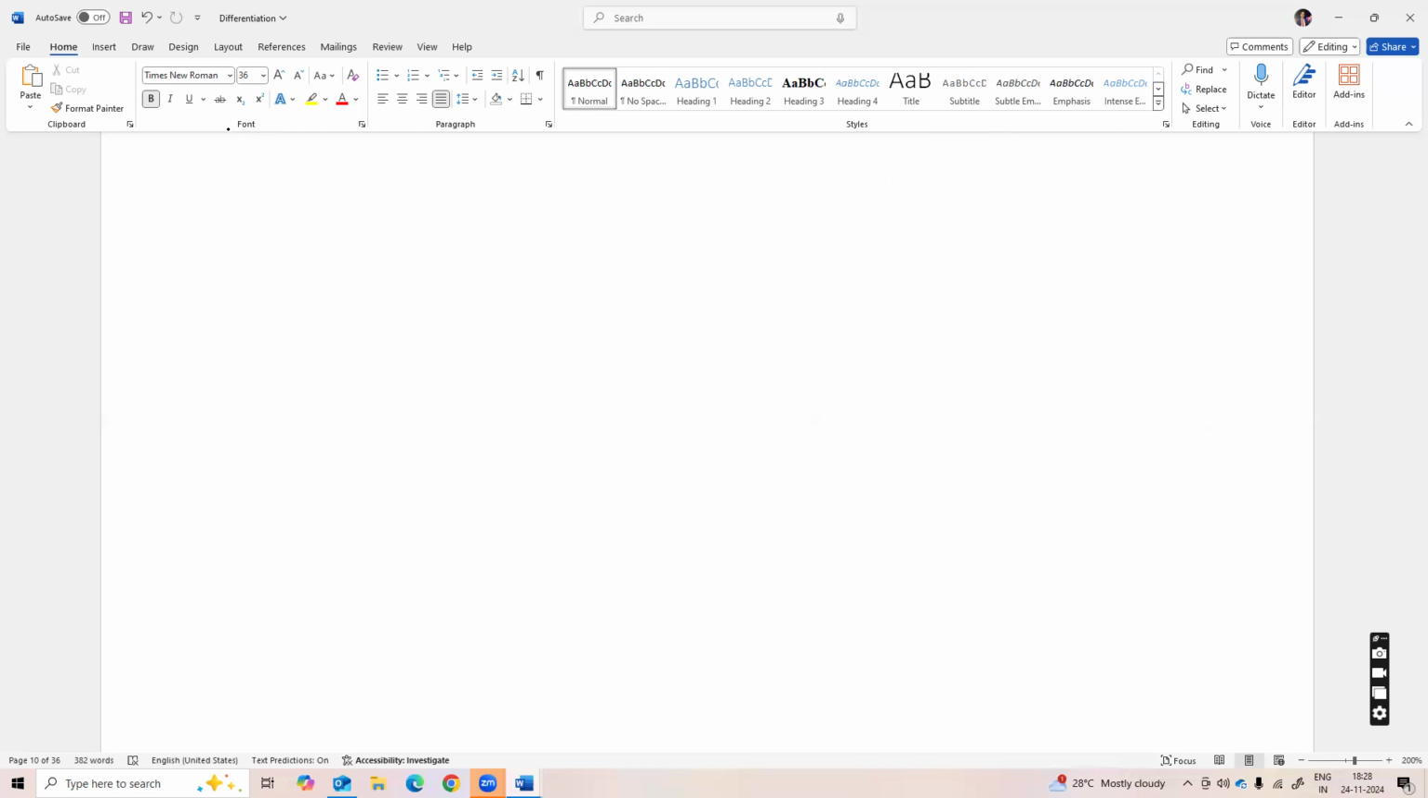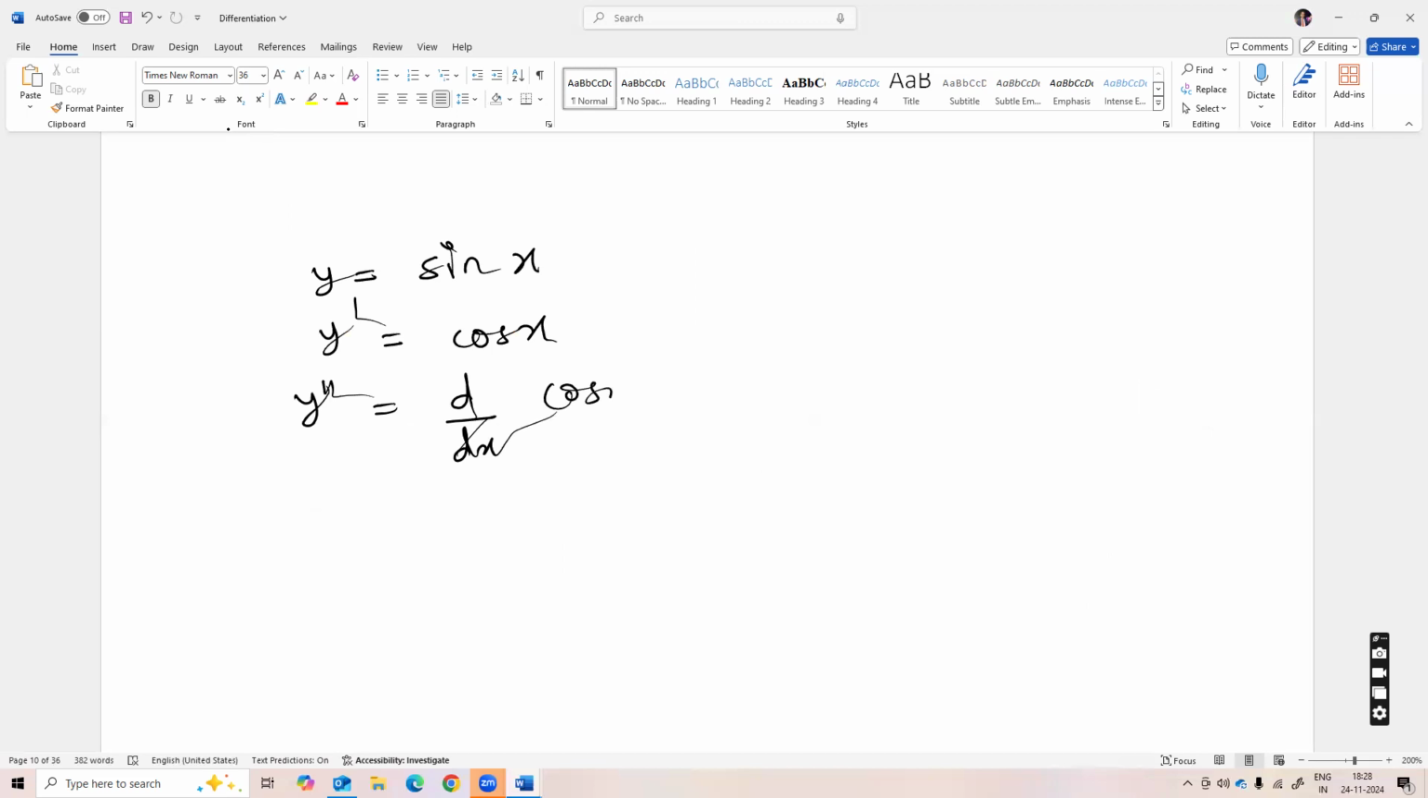Similarly, if we have y is equal to sin x, then its first derivative y dash is equal to cos x. And again, if you differentiate it, it will become d by dx of cos x, and d by dx of cos x is minus sin x. So double differentiation is like differentiating that function twice. I think you can easily understand.